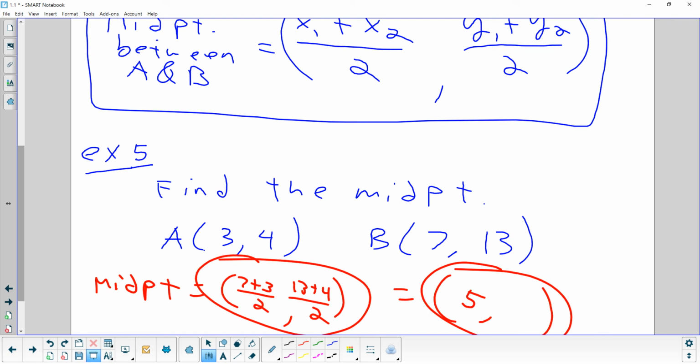So that's 17 divided by 2. You can leave it like that, that's fine. Or some people like the decimal. So what's 17 divided by 2, James? 8.5. I would accept either 17 halves or 8.5 on a test. And that's the midpoint formula. Any questions on that? All right, perfect.